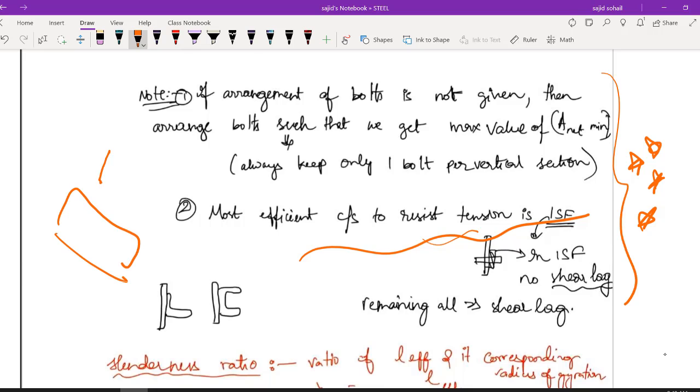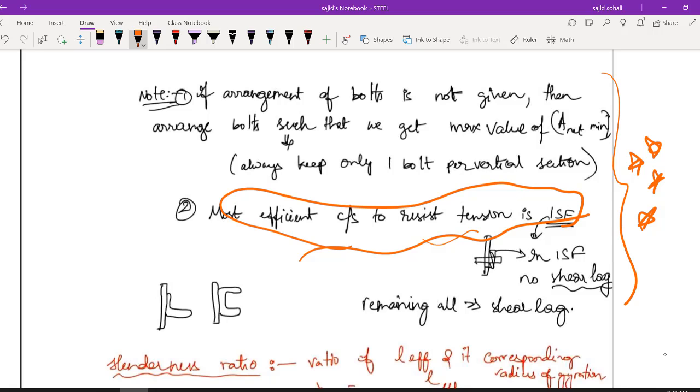And next we have C section. यहाँ पे तो और भी ज्यादा पंगा है, because if you are connecting only this here in the two legs, you are going to see what shear lag, right? So your tension capacity decreases. So most efficient cross section is your Indian standard flange when it comes to tension members.